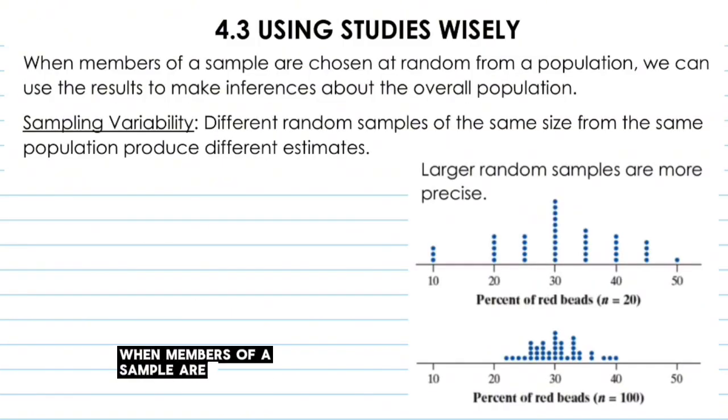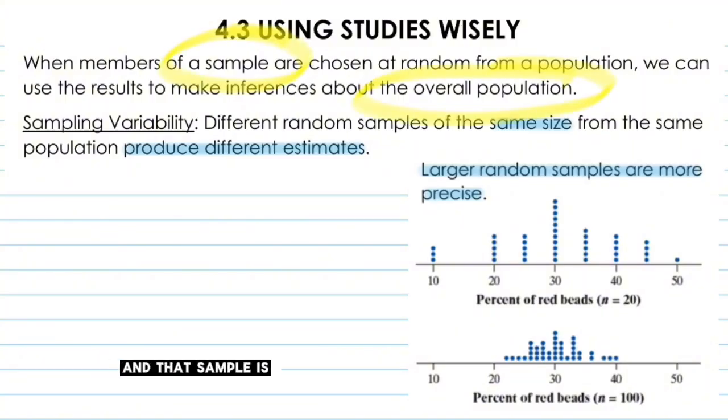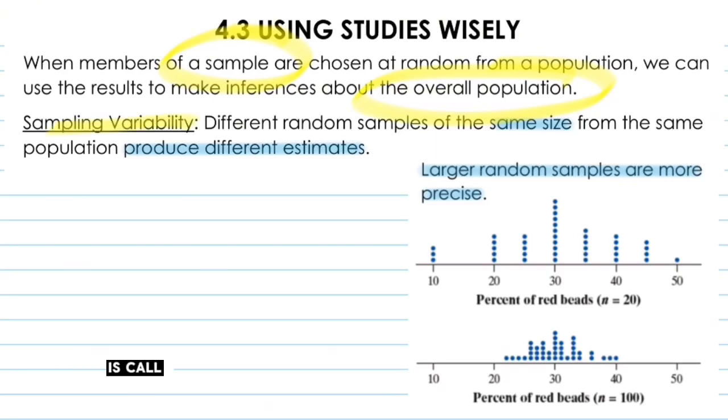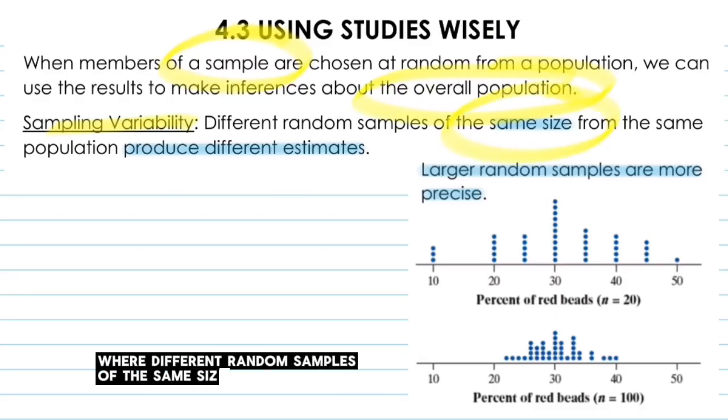When members of a sample are chosen at random from a population, we can use the results to make inferences about the overall population, which is a general idea that we have been exploring. You are choosing a sample, and that sample is ideally helping you make a conclusion about the overall population. Now, this concept is called sampling variability, where different random samples of the same size from the same population produce different estimates. This is something that we would expect to happen.